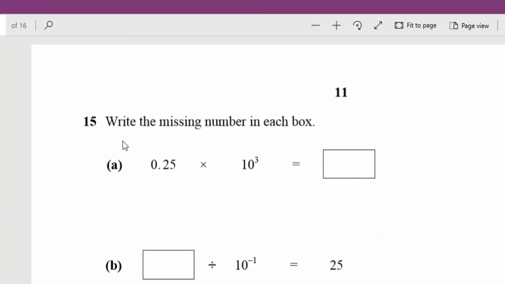In part 2, we start in question 15. This is the end of part 1.